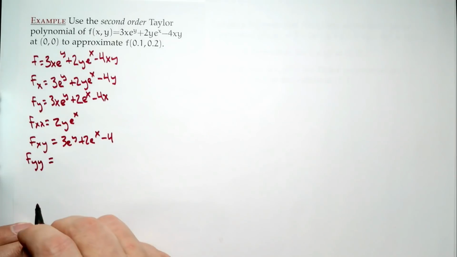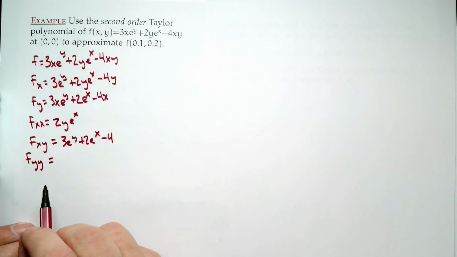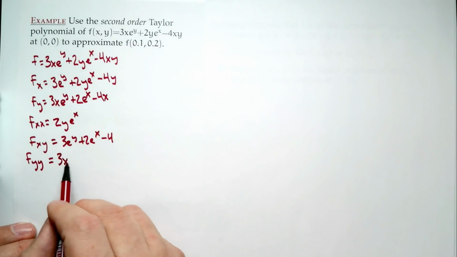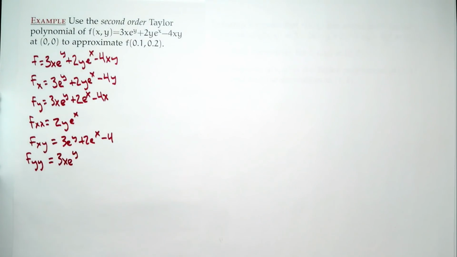What is f sub y going to be? 3x e to the y, and what else? Nothing else. Okay, great. Now, we've taken the derivatives. What comes next? To evaluate. And where do we evaluate? At 0, 0. Now, how do we know it's at 0, 0? Yes, it tells us. What if they hadn't told us? What would be a clue that 0, 0 is a good choice?